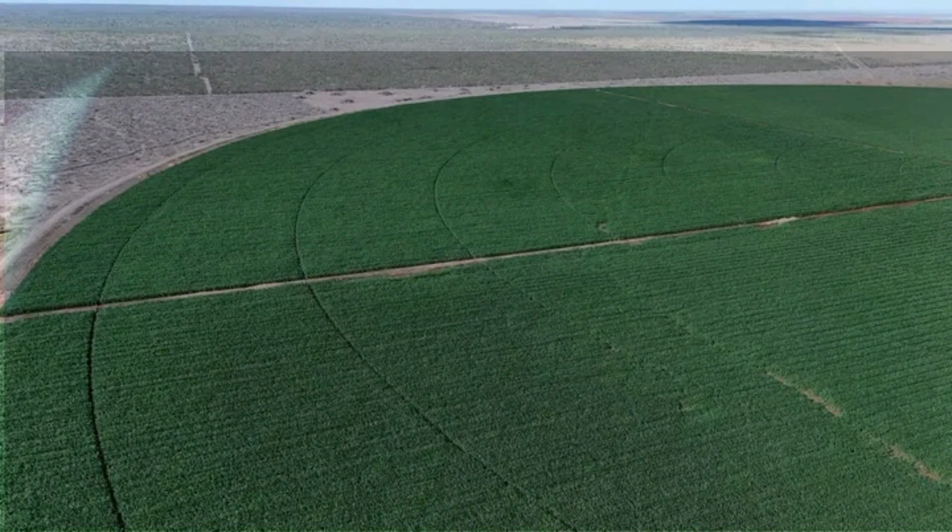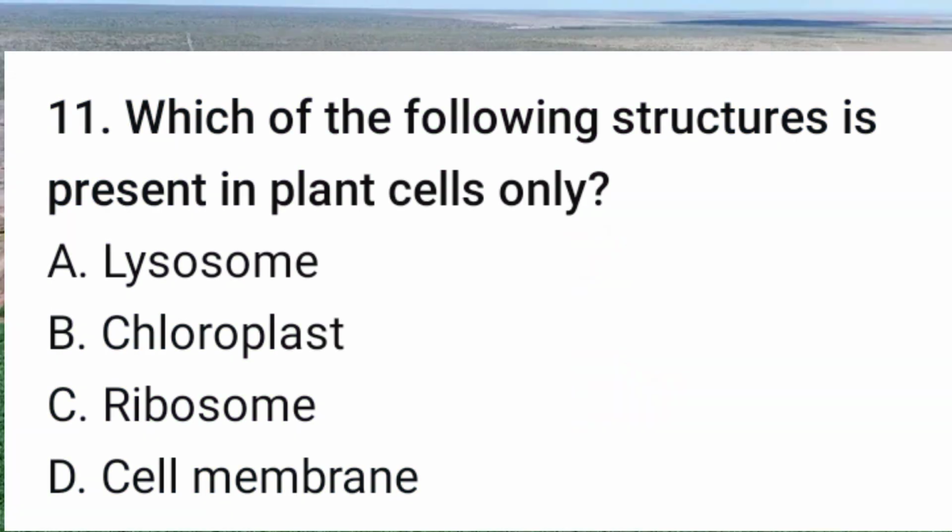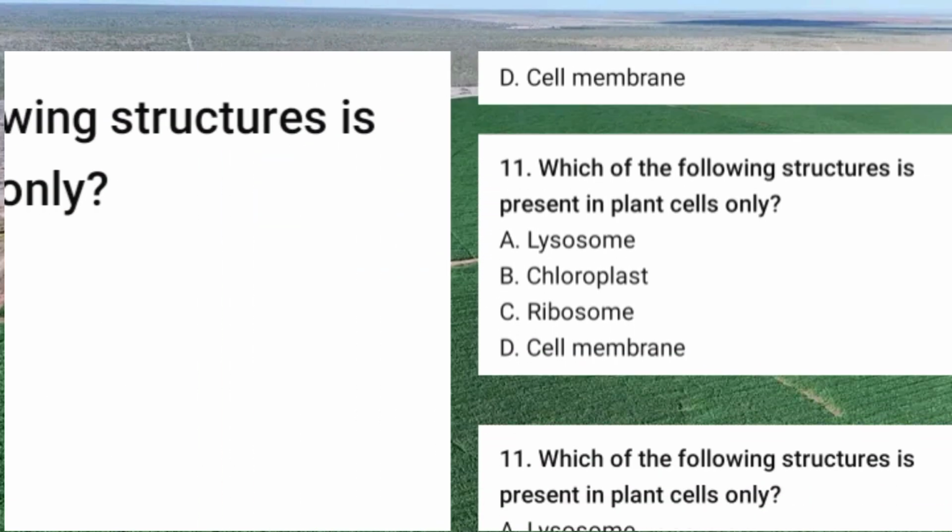Section D. Plant versus animal cells. Which of the following structures is present in plant cells only? Lysosomes, chloroplast, ribosomes, cell membrane. The answer is B. Chloroplast is only present in plant cells.